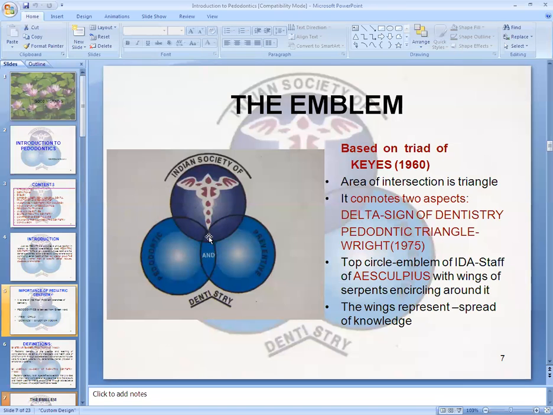Now, wherever there is an area of intersection, you can see here is the area of intersection, a triangle is formed over here with three circles. It denotes the delta sign of dentistry, which is a pediatric dentistry triangle. The top circle envelops the IDA staff, Interdental Association staff of Aesculapius, with wings of serpentis. You can see the two wings. The wings represent the spread of knowledge.